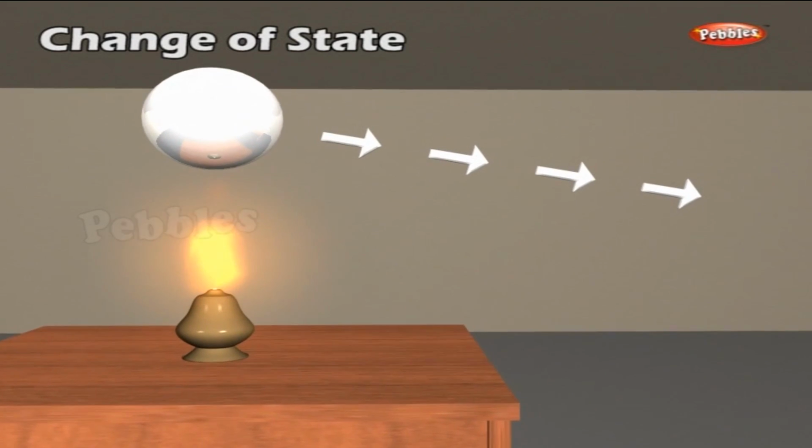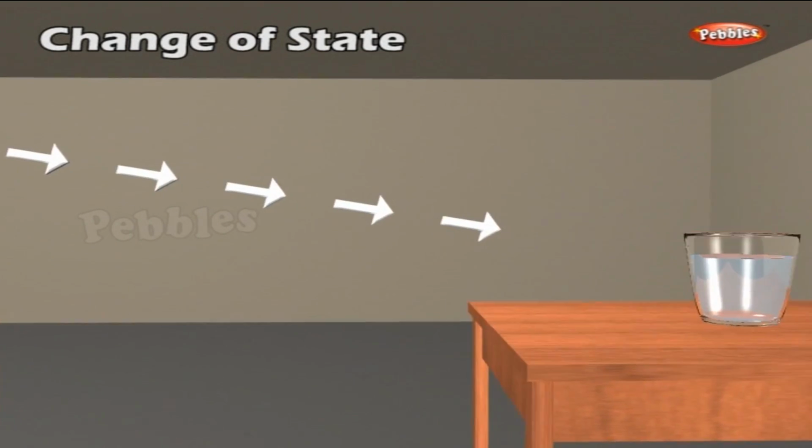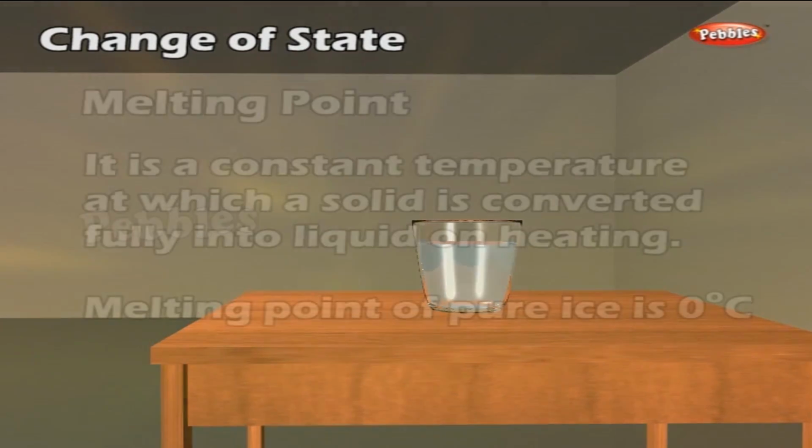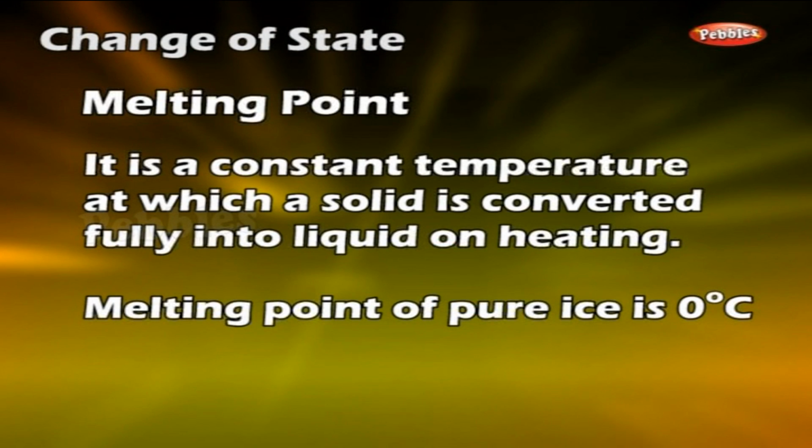Melting. It is a process of converting a solid into liquid by heating. This takes place only at a constant temperature, which is known as melting point. Melting point. It is a constant temperature at which a solid is converted fully into liquid on heating. Melting point of pure ice is 0 degrees Celsius.